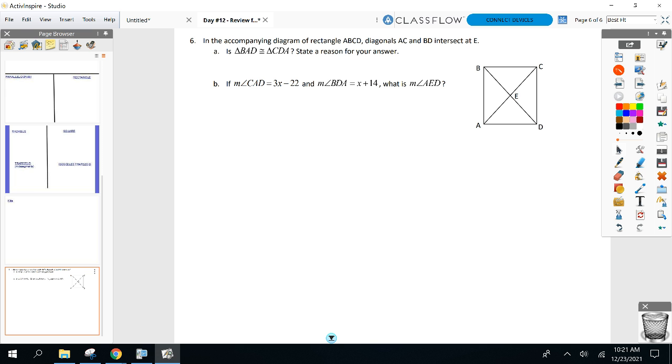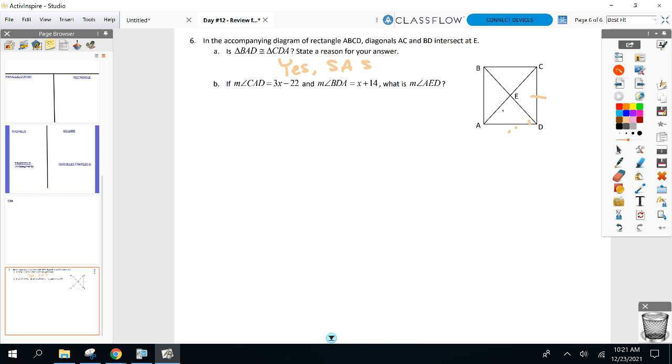Yep. What method? One of the methods anyway. You can do side angle side because you have opposite sides, all angles congruent, reflexive side AD. Okay, that is one way to do it. Another way to do it is, let's see, maybe angle side angle, because these angles down here are going to end up being congruent. So yes, side angle side, good job.